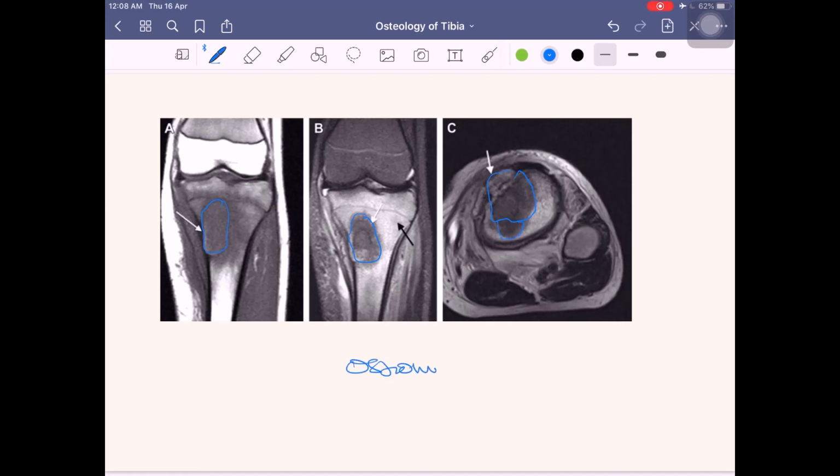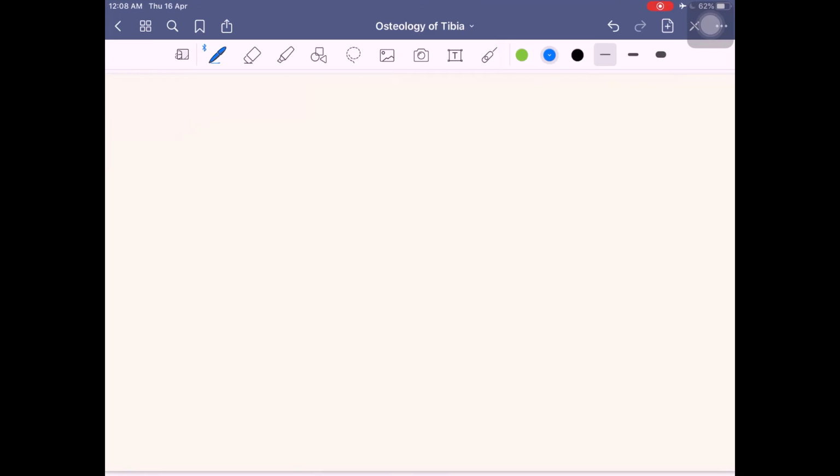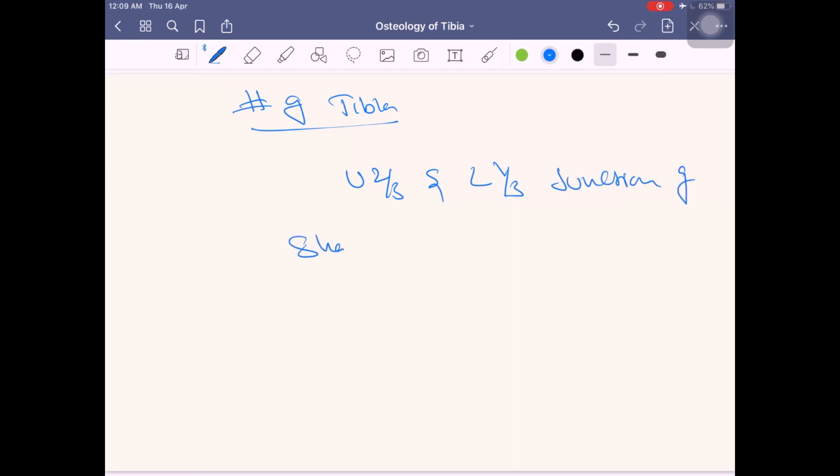Another thing is that fractures are common. The fracture of the tibia is also common. It is a weight bearing bone, and mainly the fractures are more common at the junction of the upper 2/3 and lower 1/3 of the shaft. Why this? Because at this particular area the bone becomes narrow. Being narrow and weight bearing, fractures are common here. If this is your upper 2/3 and this is the lower 1/3, this is the fracture site.